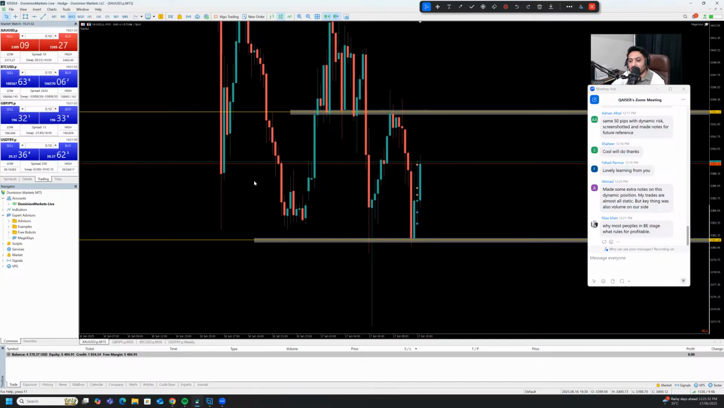Okay. Made some extra notes on this dynamic position. My trades are almost all static, but the key thing was also volume on our side. Yeah, exactly. The volume candle does not have a bottom wick and closes back into the range. The next candle has clean traffic on the left-hand side. The market already moved a lot, so there were a lot of scenarios giving us confirmation that there is a probability it will continue pushing to the upside. So when there's a higher probability setup, then we go for the dynamic risk. Mostly we use static risk, and it's also the opening of London as well.